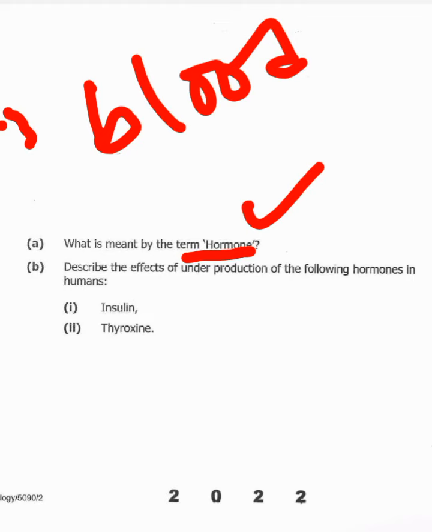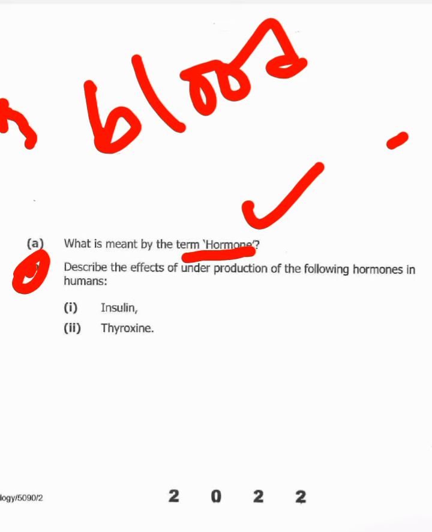That's why our definition was: a hormone is a chemical substance which is produced by a ductless gland and carried by the blood, which alters or changes the activity of one or more specific target organs. That is a clear definition that we need to understand as we try to define this term hormone. Let's come to our next question, which is B.